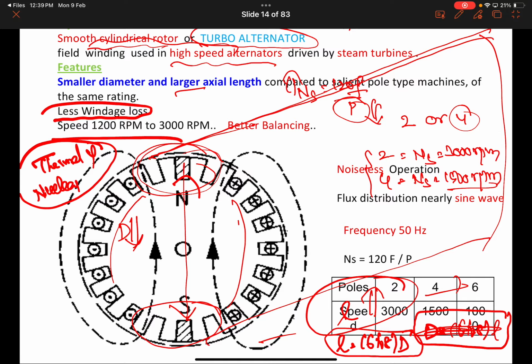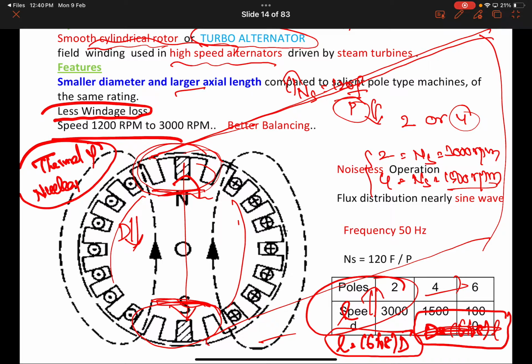You can write this point here. In cylindrical type rotor, 2/3 of the rotor is used for placing or accommodating the field winding, and 1/3 portion is used for the pole formation. You can see the diagram here. This 1/3 is used for the pole formation.